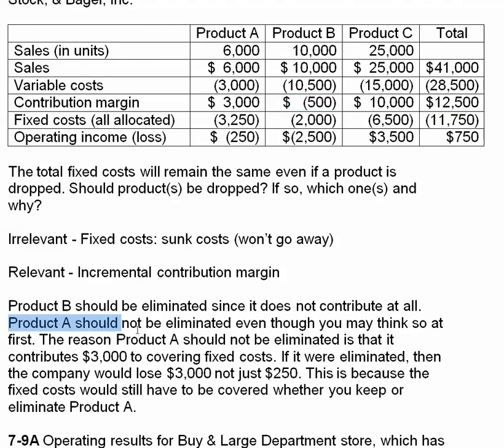Product A is another story. It should not be eliminated, even though you may think so at first. And that again is because product A contributes $3,000 to covering fixed costs. If you get rid of product A, you're going to lose that $3,000. You're not going to lose $250. You're going to lose $3,000. And again, it's because it's helping to cover fixed costs.